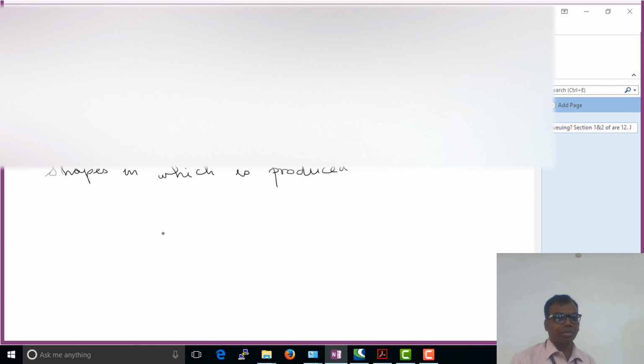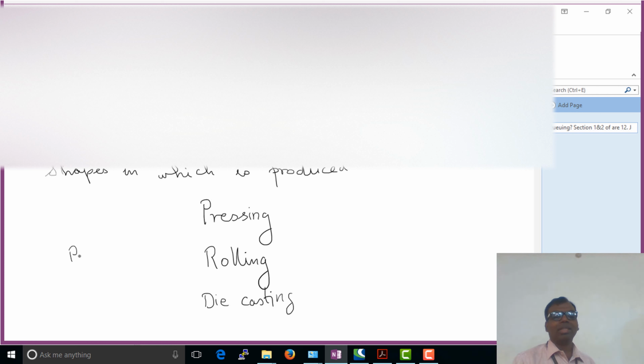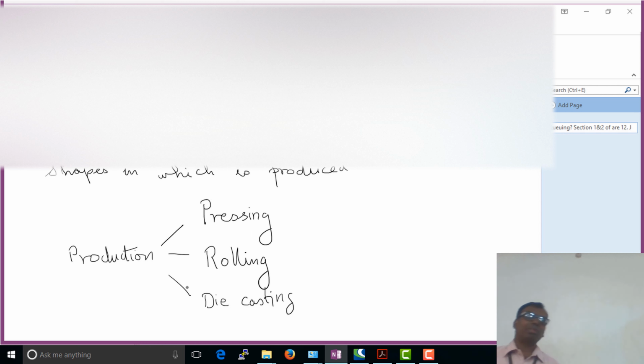So how are sections formed? They can be formed by pressing, or by rolling, or by die casting, or they are drawn into wires using a lot of force. Pressed sections are cold form sections, which you don't very often see. They are very thin. Obviously you cannot press a very thick section into shape.